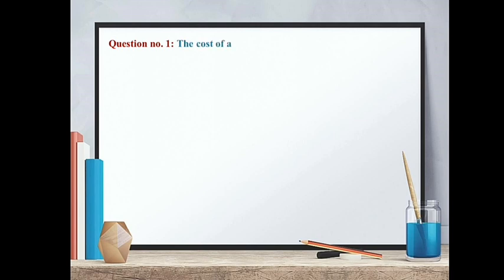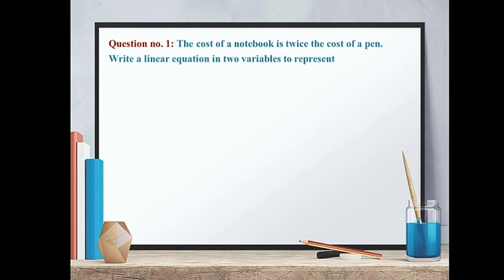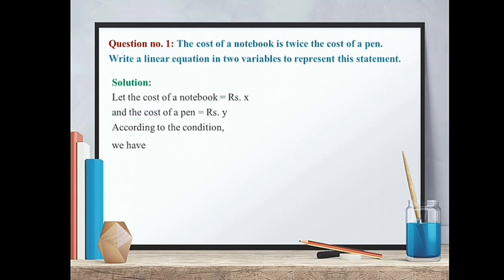Question number 1. The cost of a notebook is twice the cost of a pen. Write a linear equation in two variables to represent this statement. So here a statement is given, that is the cost of a notebook is twice the cost of a pen, and this statement we have to represent it in the form of linear equation in two variables. So the solution is, so this is given solution.